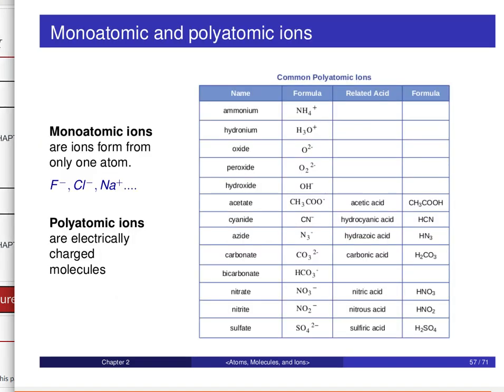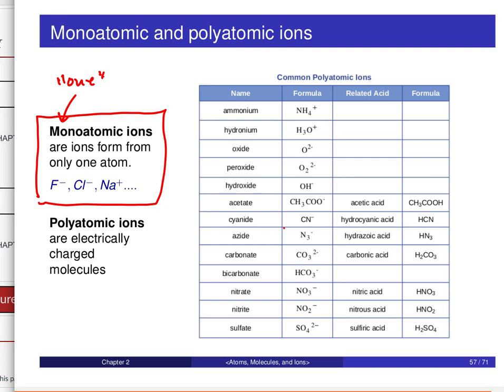Okay, and so if you have just a single element, and it has a charge, we call those monoatomic ions. Remember, mono means one, right? One atom ions. And so what the periodic table laid out for us here was all of the monoatomic ions that we would predict to form.